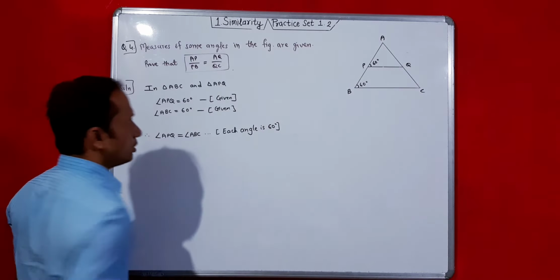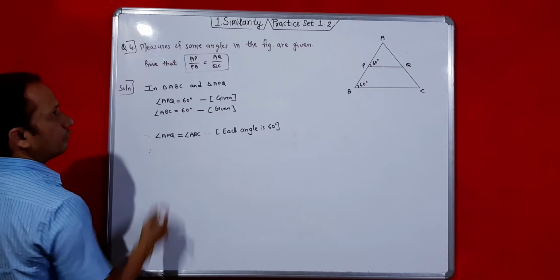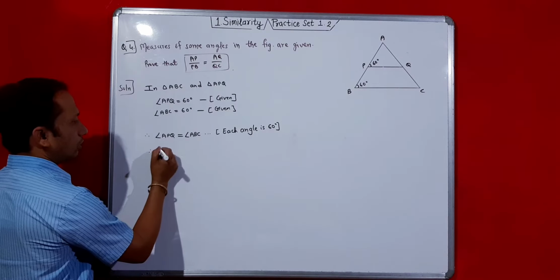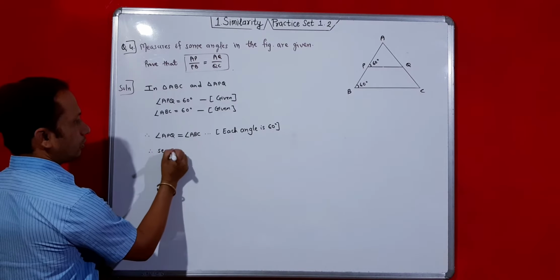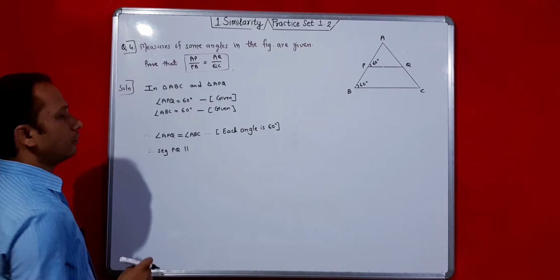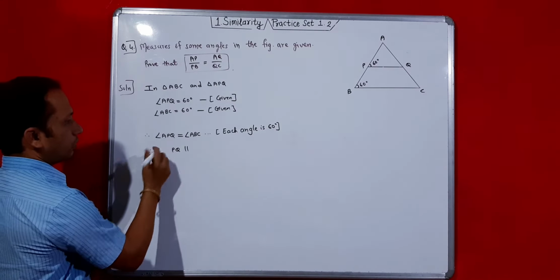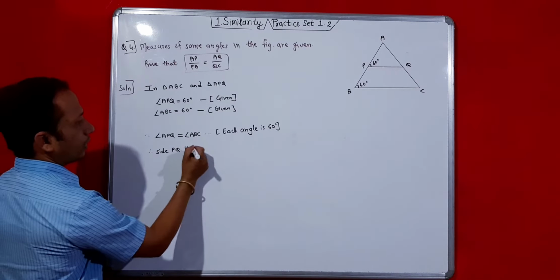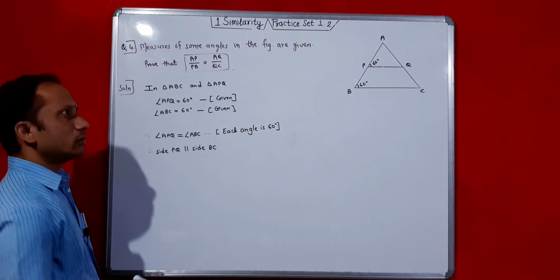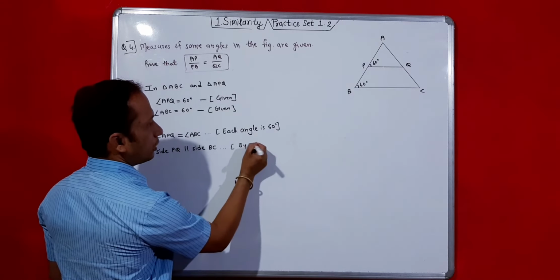So this is the reason, and therefore side PQ is parallel to side BC. This is by the corresponding angle test.